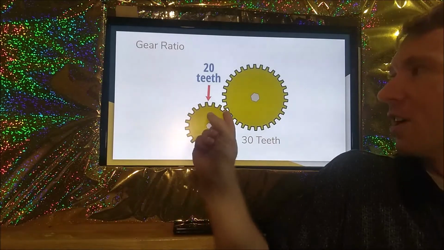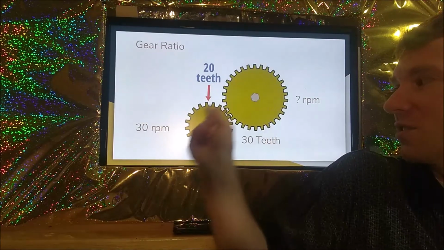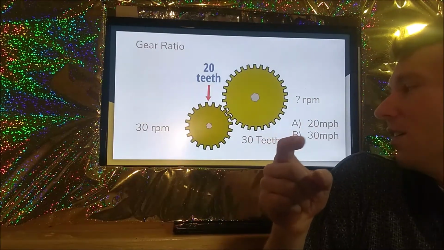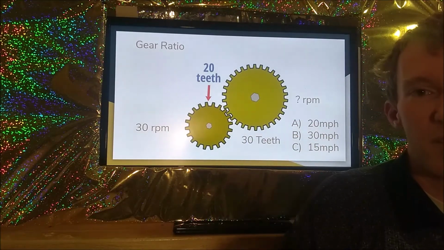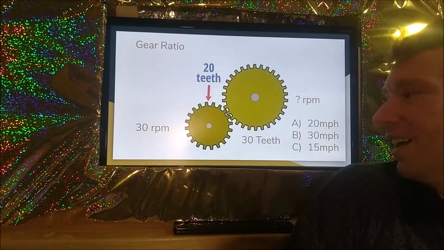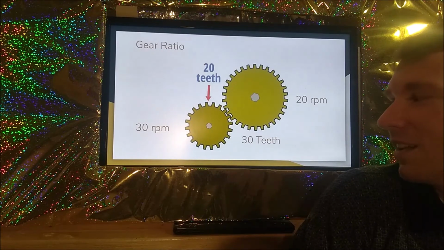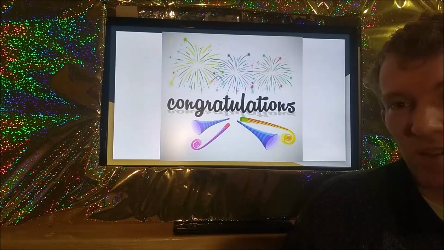So let's say we've got 20 teeth to 30. How many do you think this little hexagon is going? We've got A, 20, B, 30, C, 15. How many do you think? 100, no, not 100. A, B, okay. It is B. Good job, it said 20. Good job, everyone.